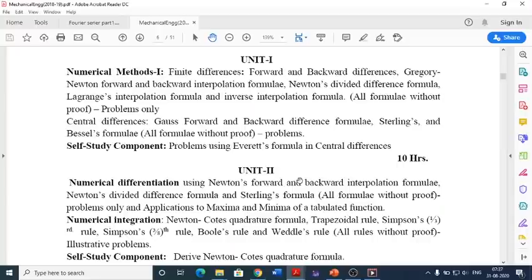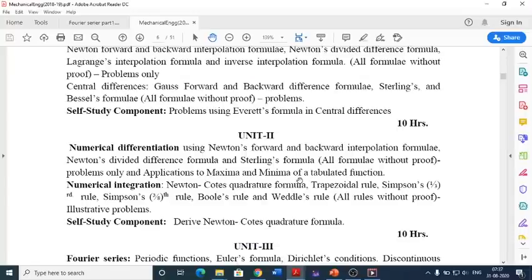So in the second unit, we will discuss the different methods to find the derivative or integral of the given function using numerical techniques.